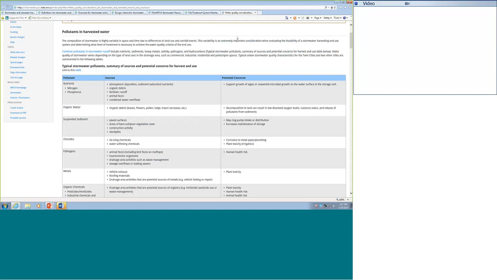So I'm going to bypass this pollutants in harvested water. Where's my mouse for a second?